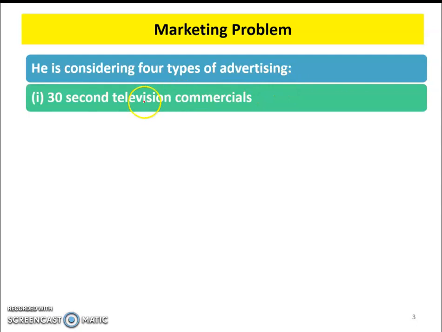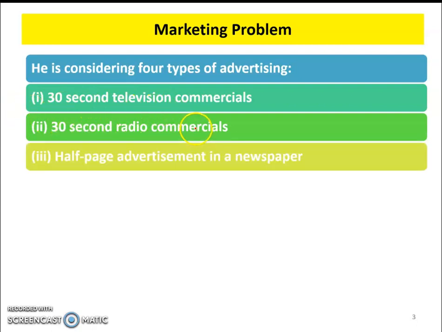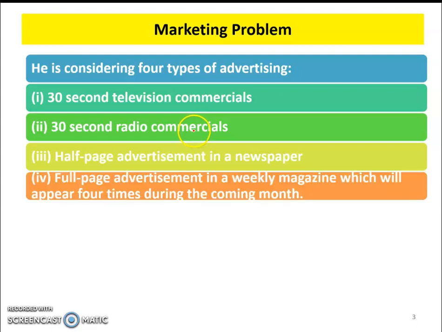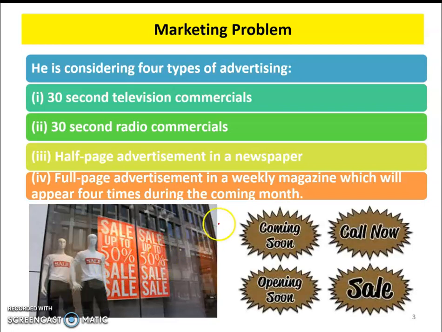These advertising modes are 30-second television commercials, 30-second radio commercials, half-page advertisement in a newspaper, and full-page advertisement in a weekly magazine, which will appear four times during the coming month. Now you must have seen all these types of advertisement, like sale up to 50%, coming soon, call now, opening soon. So these are different modes of advertisement like television, radio, newspaper and weekly magazines.